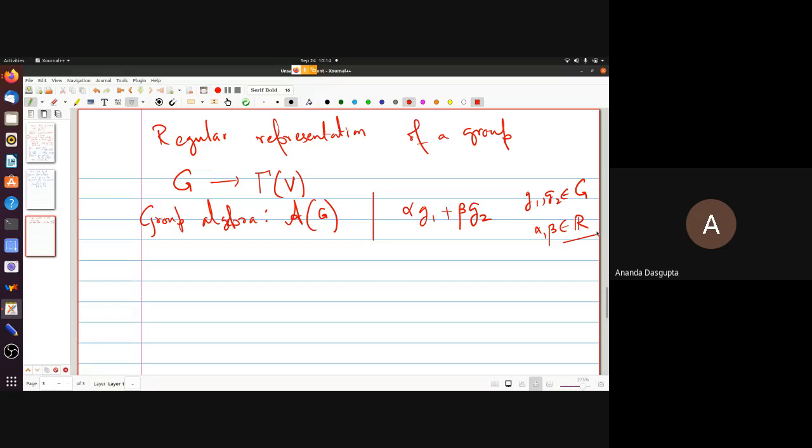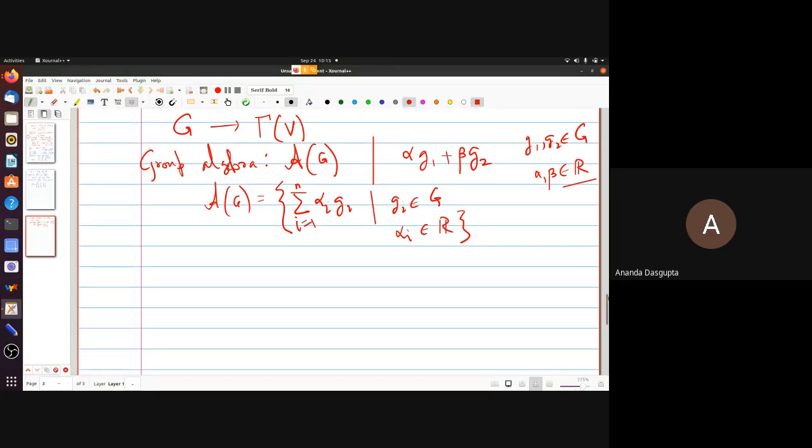So what you do is you define the elements of the group algebra to be of the form sum of alpha_i g_i, i going from 1 to n. I'm still talking of finite groups. The g_i are all the group elements, and the alpha_i are real. So does this make any sense? This is like adding apples and oranges, right? And at least English tells you that you should never add apples to oranges.